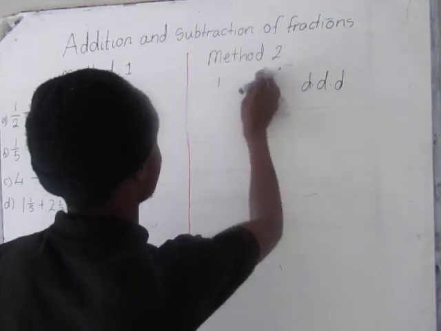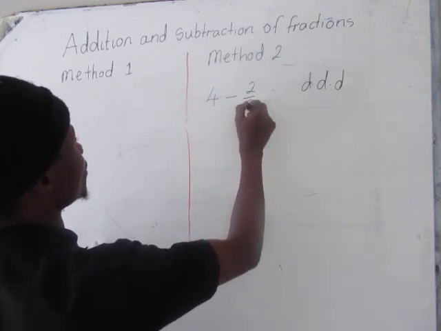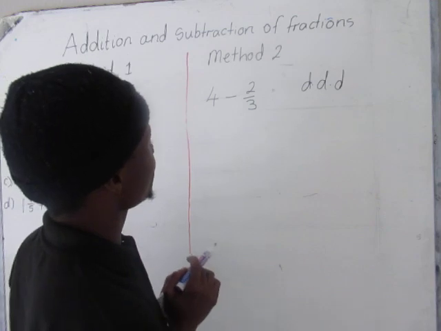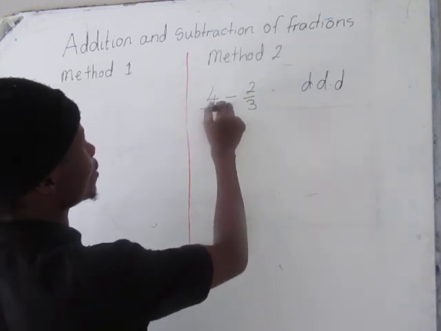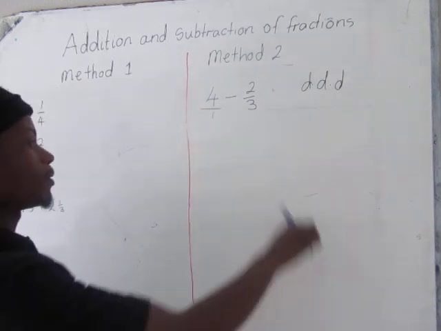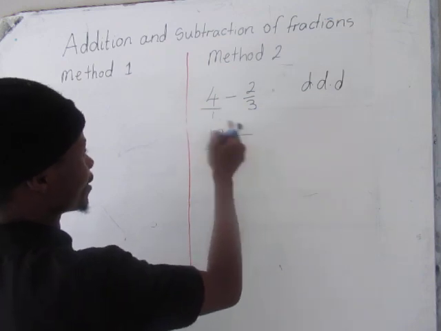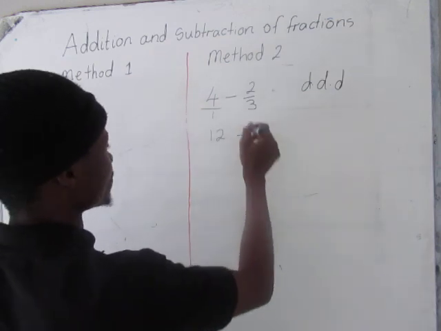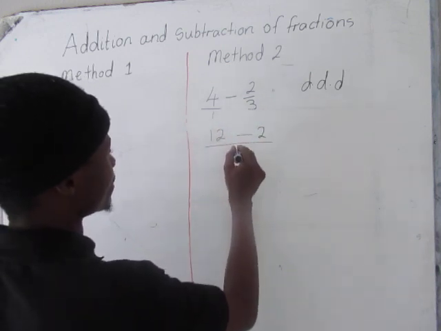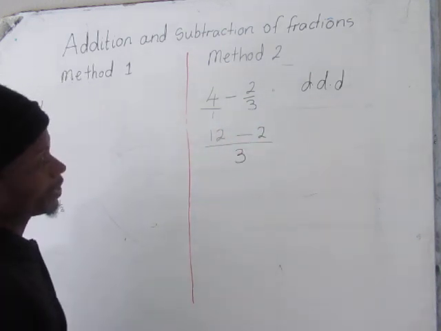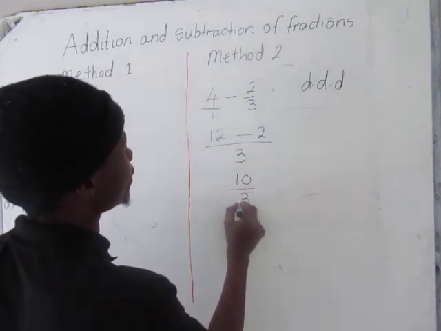We have another example here that says 4 minus 2 over 3. Using our same method, we know that every integer or whole number is like that number all over 1. So we multiply diagonally. 3 times 4, we get 12. There is a minus there. We multiply diagonally, 1 times 2, we get 2, all over. We multiply the denominators. 1 times 3, we get 3. Then we can subtract. 12 minus 2, that's 10 all over 3.